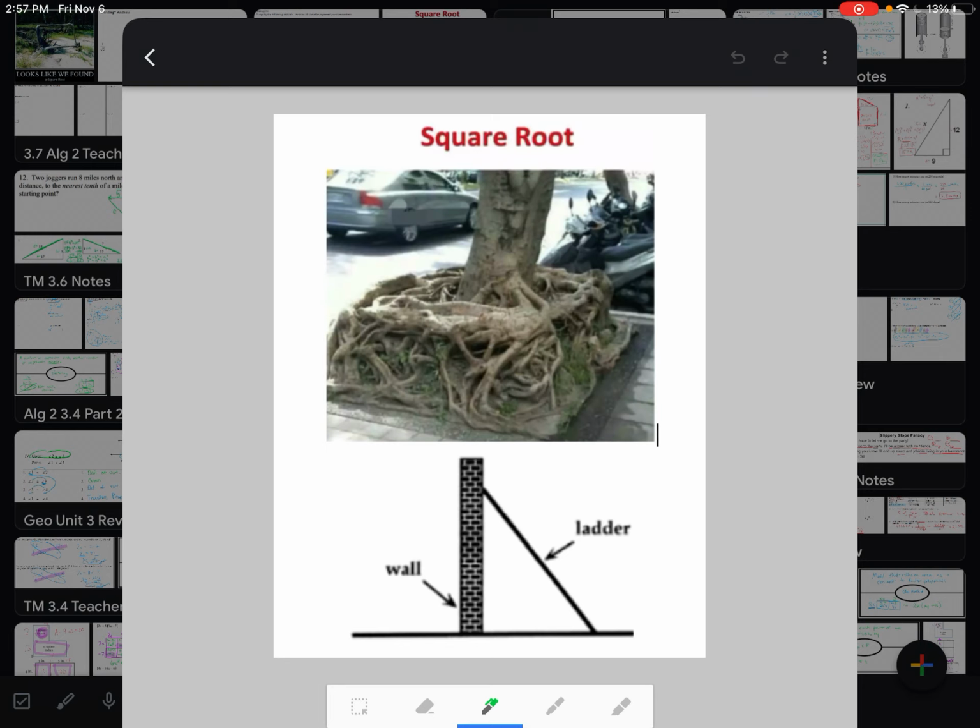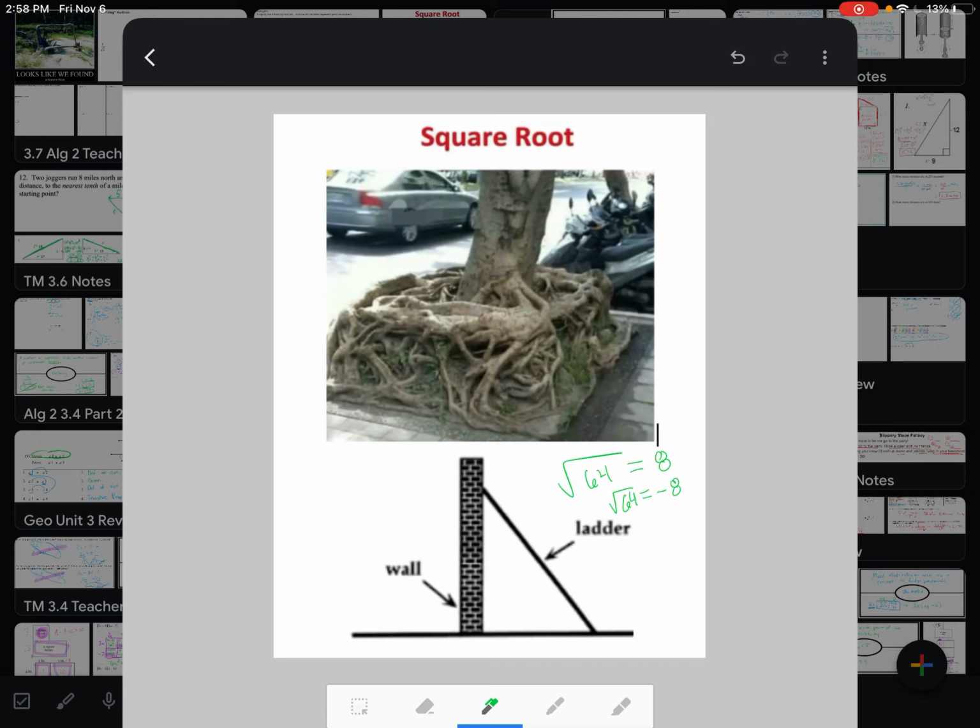So a square root is not actually a physical square root of a tree. It is, again, a skill that we're going to be going over today, but looking at something like this, that is our square root sign, that's our radical. So something like the square root of 64. A number times itself is a square root. So the square root of 64 is 8. So again, 8 times 8 gets us 64.